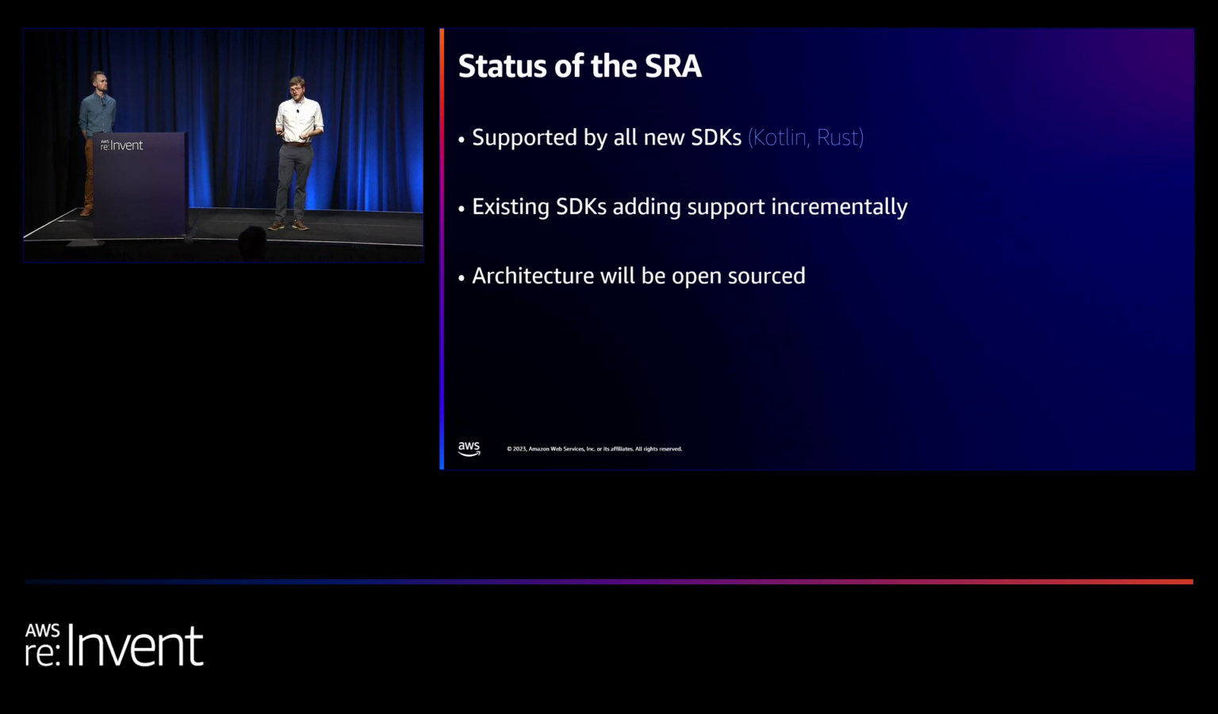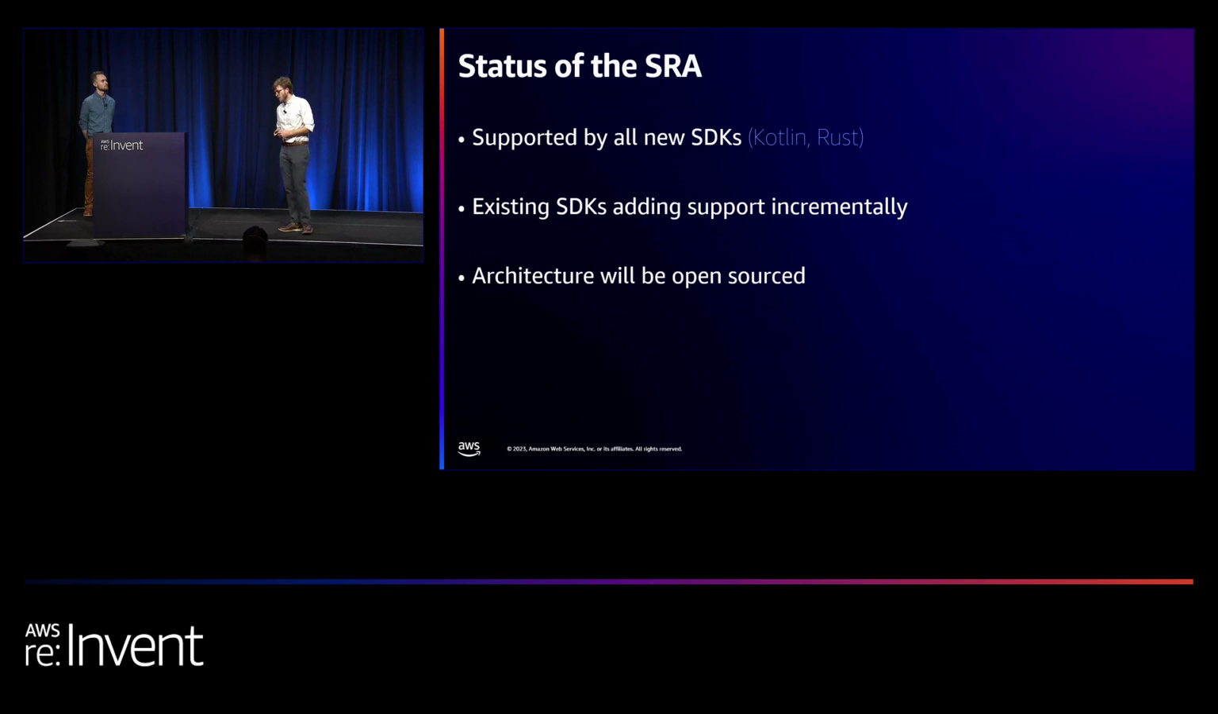Now, the purpose of the Smithy reference architecture is to harmonize the implementations of our SDKs. However, there's still more work to be done. The good news is that all of our new SDKs, including the recently announced Rust and Kotlin SDKs, and the Swift SDK, which is in developer preview, already support the Smithy reference architecture. The SDK teams are also working to incrementally add support for the Smithy reference architecture to all of our existing SDKs.